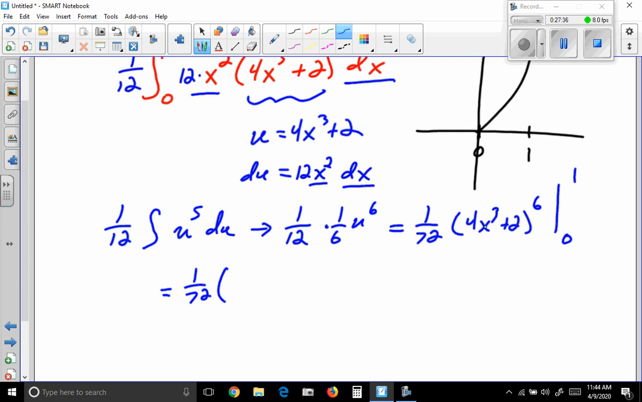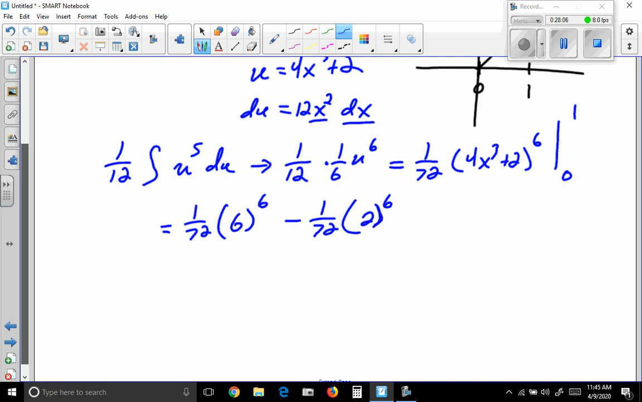If we plug a 1 in, we get 1 times 4, so 4 plus 2 to the 6th power. And then we would subtract 1 over 72 times, plug a 0 in. 0 cubed is 0, that 0 plus 2 is 2 to the 6th power. And then we would just simplify that.